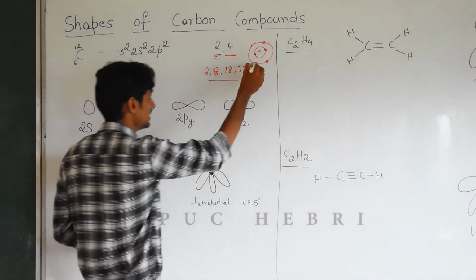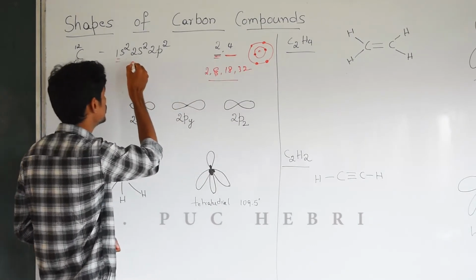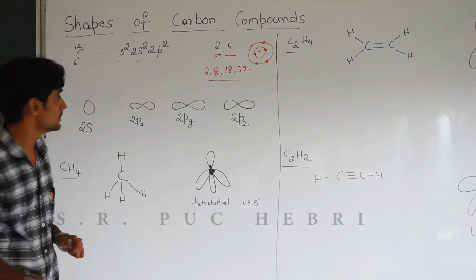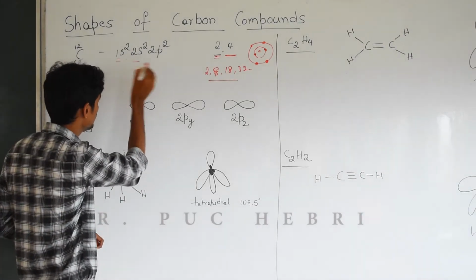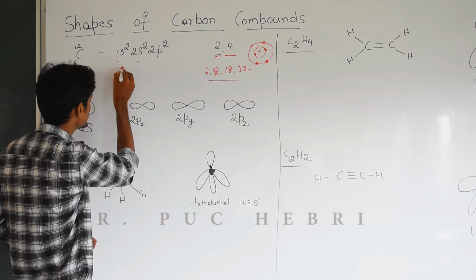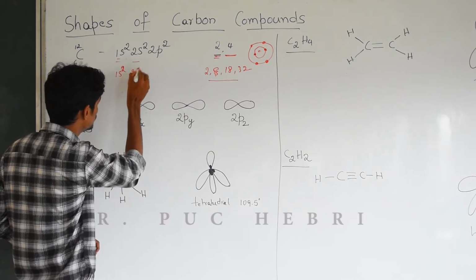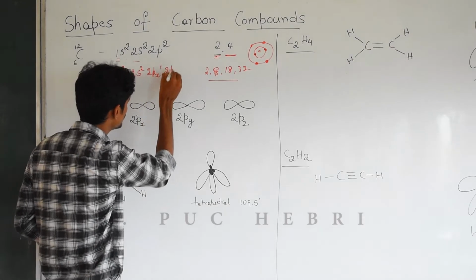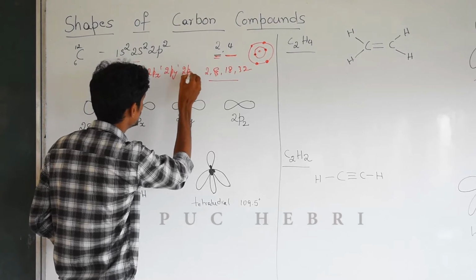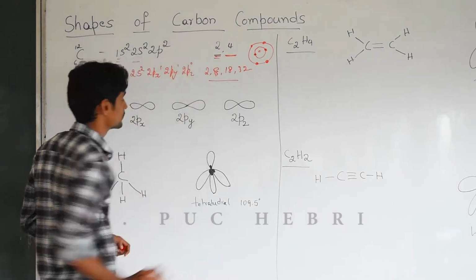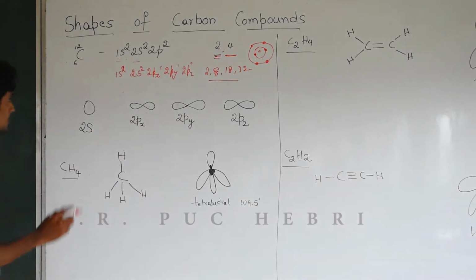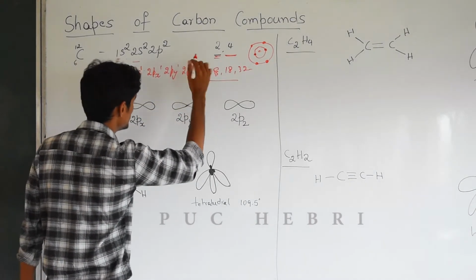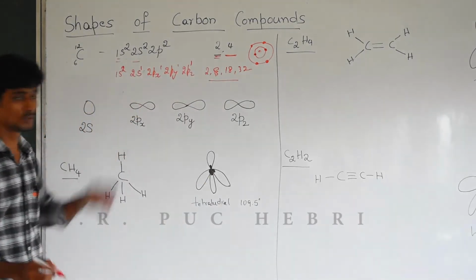In the second shell there are the 2s orbital and 2p orbital. There are 2 subshells, s and p. So in the second shell I will expand this. It has 1s2, 2s2, 2px1, 2py1 and 2pz0. Now one electron from this 2s orbital will jump to the 2pz orbital and it becomes 2pz1.